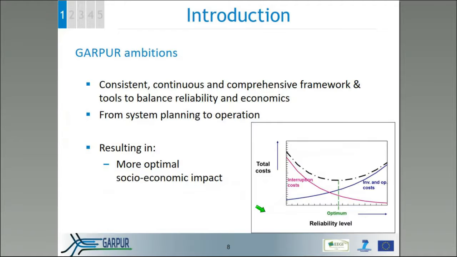So, to sum up, GARPUR is creating a consistent, continuous and comprehensive framework and tools to balance reliability and economics. All time horizons are covered, resulting in a more optimal socio-economic impact or balance between reliability and costs.